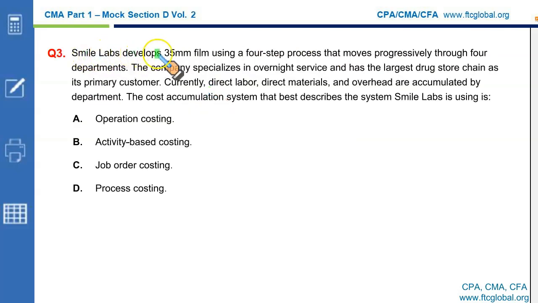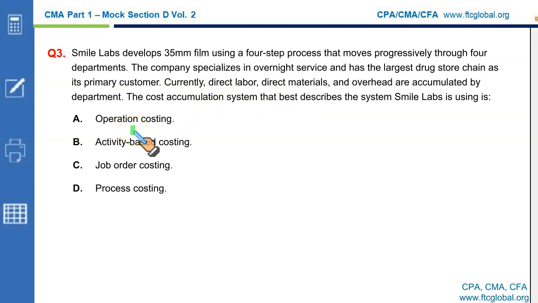Smile Labs develops 35 mm film using a 4-step process that moves progressively through 4 departments. The company specializes in overnight service and has the largest drugstore chain as its primary customer. Currently, direct labor, direct material, and overhead are accumulated by department. The cost accumulation system that best describes the system Smile Lab is using is operations costing.